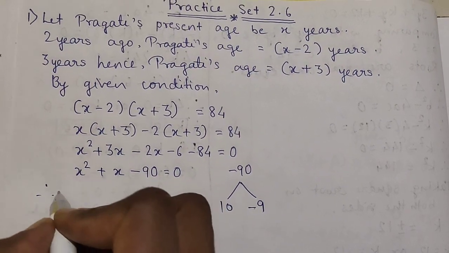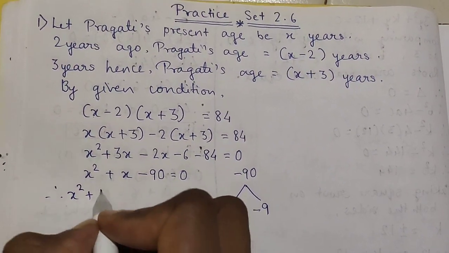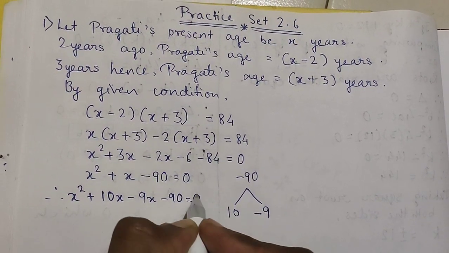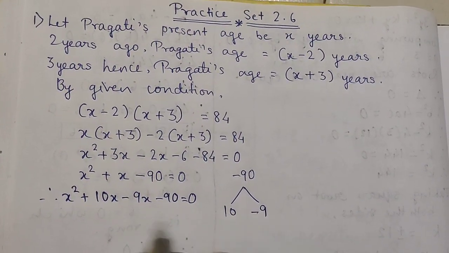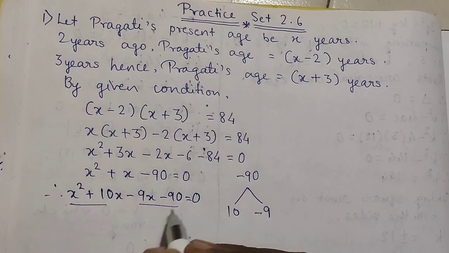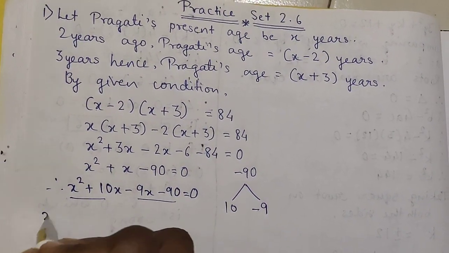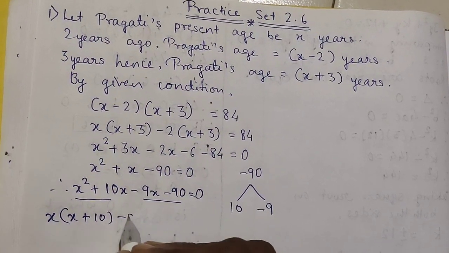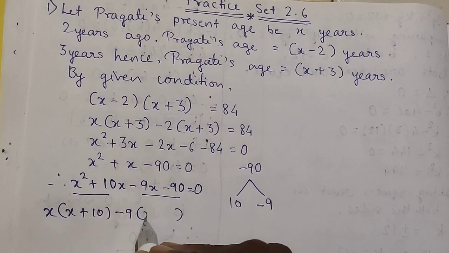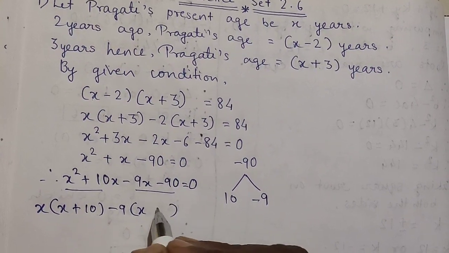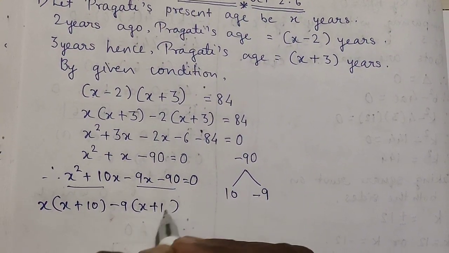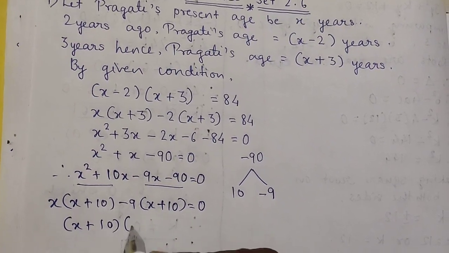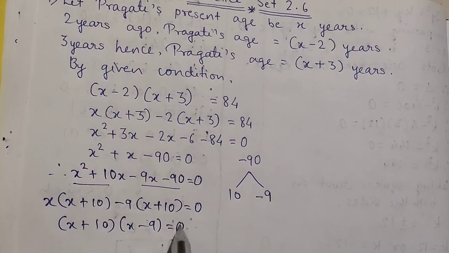So now solve it. x square plus 10x minus 9x minus 90 is 0. Okay, 10x minus 9x. Now make pairs of 2. What is common? x. So x plus 10. Here minus 9 is common. So if you take common, x is remaining here, and this is my x plus 10. So x plus 10. Okay.